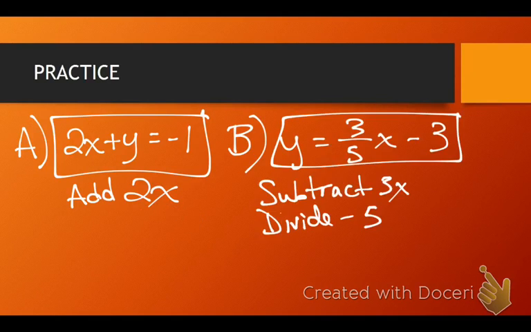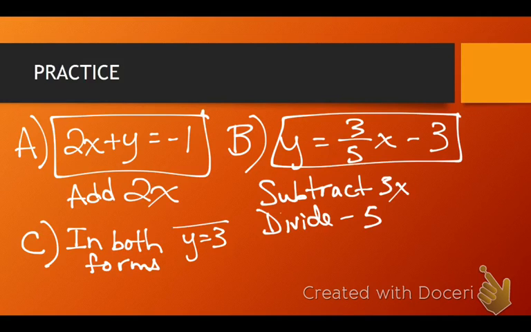Practice B. For C, this is currently in both forms. So because it is in both forms, you just keep it as y equals 3. Because technically, the x term is not negative. Do you know what the x term's number in front of it is? It's technically 0x plus y equals 3, so it's already in standard form, and it's already in slope-intercept form. Slope is just 0.